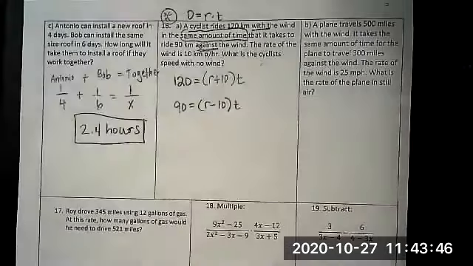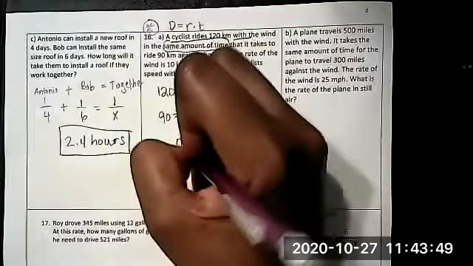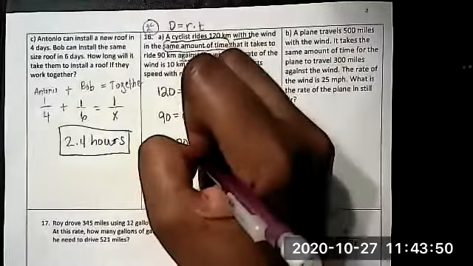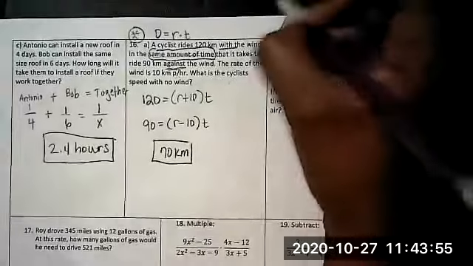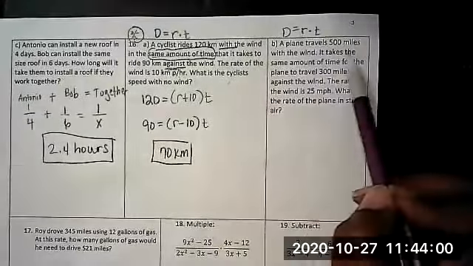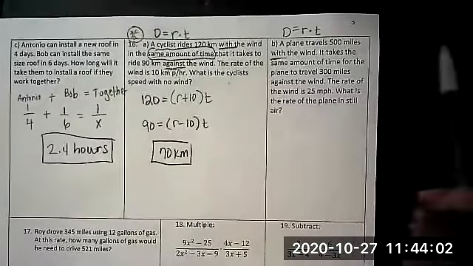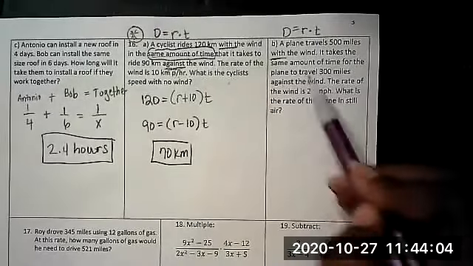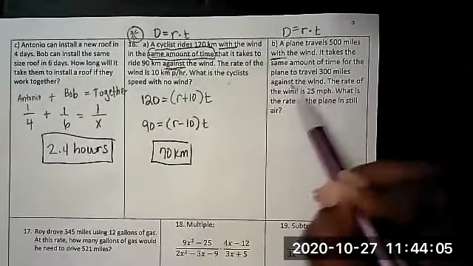All right, let's look at the next one. So for this one, we got 70 kilometers. A plane travels 500 miles. Remember, distance equals rate times time. 500 miles with the wind. It takes the same amount of time for the plane to travel 300 miles against the wind, okay? The rate of the wind is 25. So let's set that up. We said 500 miles is the first one, and it's with the wind, so it's going to be rate plus 25.